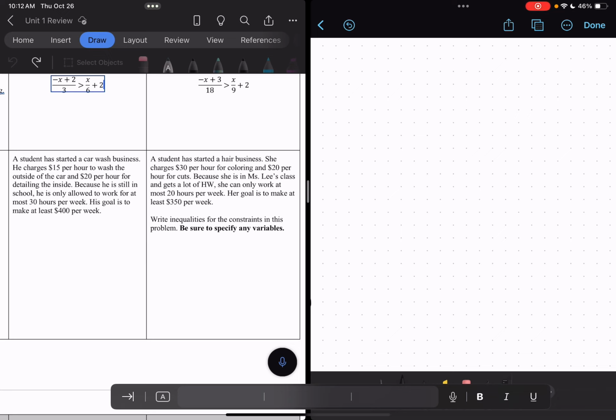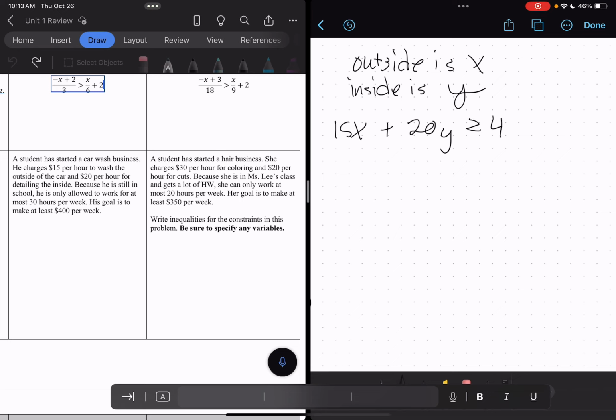So one, we have inside versus outside. So let's say that outside is x and inside is y. It's important to define what your variables mean so you don't get confused. So outside is $15 per hour and inside is $20 per hour. And then he wants to make at least $400. So that's going to be greater than or equal to 400.